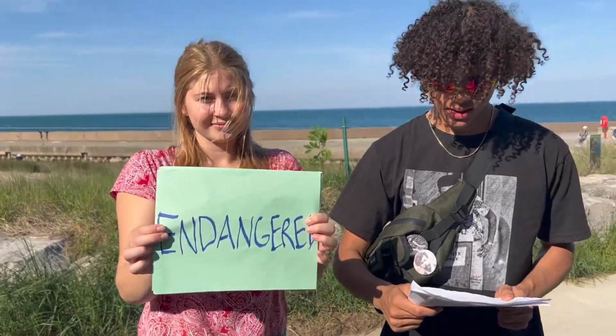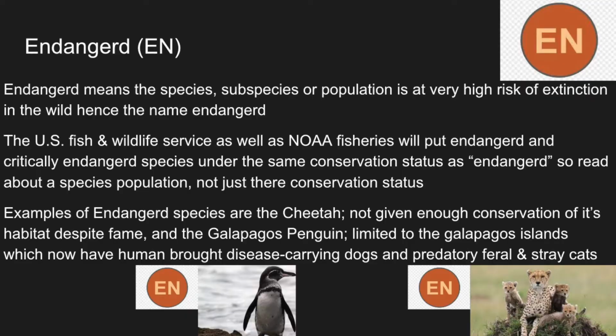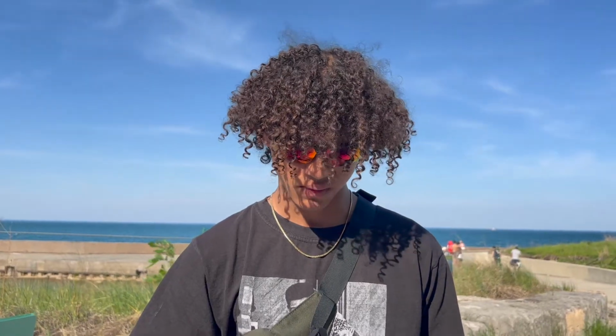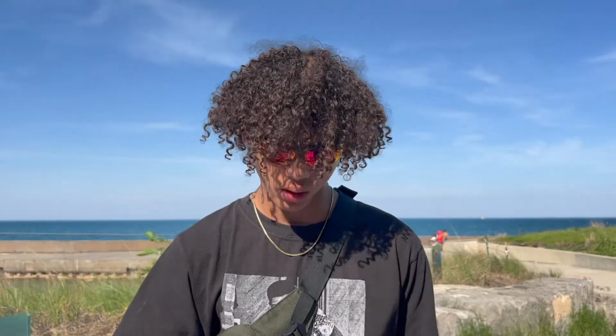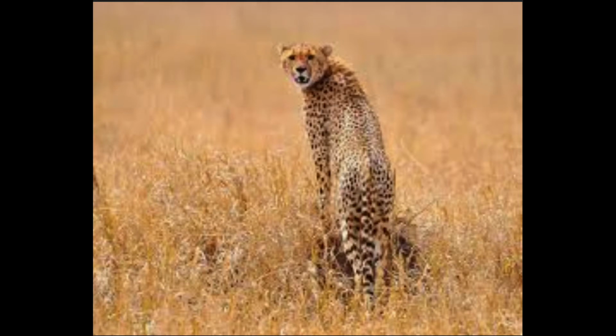Endangered means the species, subspecies, or population is at very high risk of extinction, hence the name. NOAA Fisheries and the U.S. Fish and Wildlife Service list critically endangered species as endangered. So if you can, learn about a species' population, not just its conservation status. Examples of endangered species are the Galapagos penguin, limited to the Galapagos Islands, which now have predatory feral cats and disease-carrying dogs, and the cheetah, not given enough conservation of its habitat despite fame.